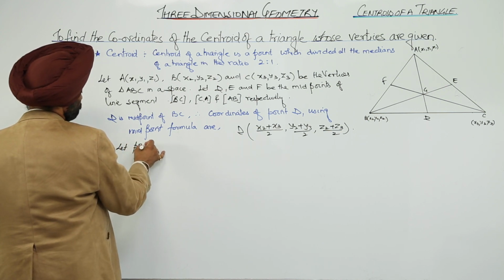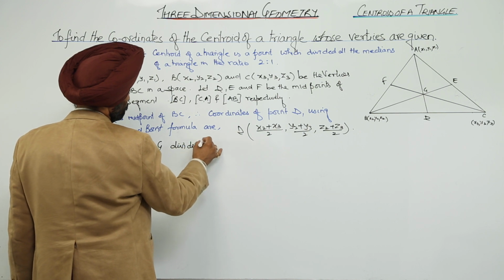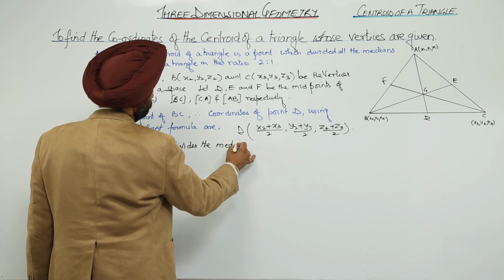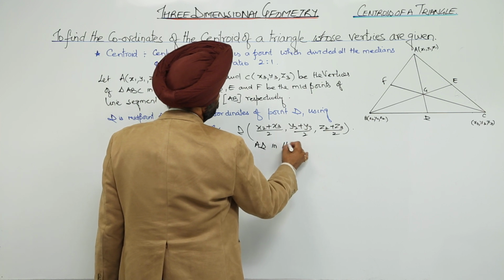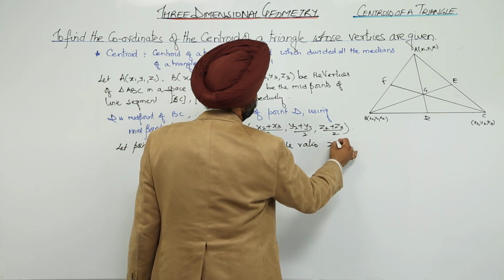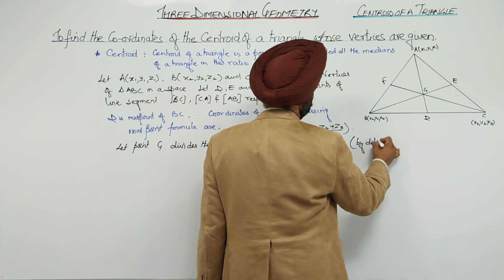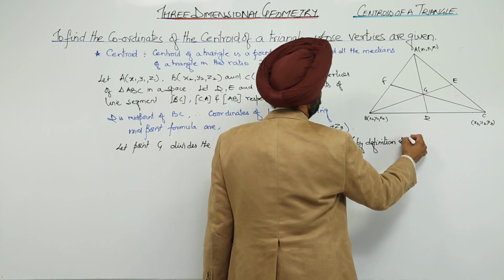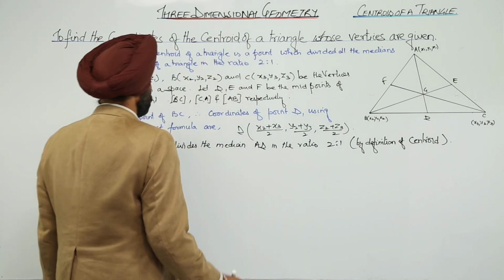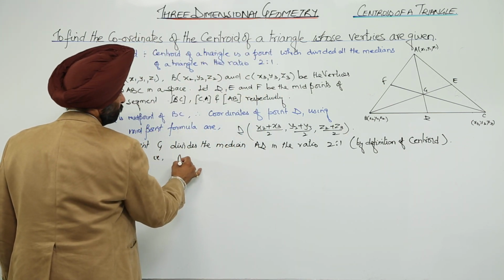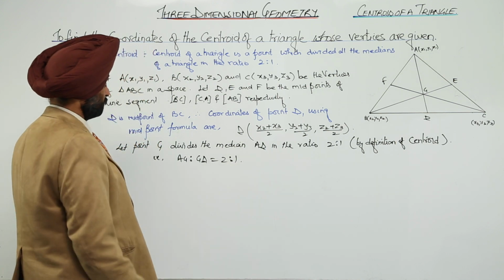Now let point G divide the median AD in the ratio 2:1 by definition of centroid. So AG:GD is equal to 2:1. Okay.